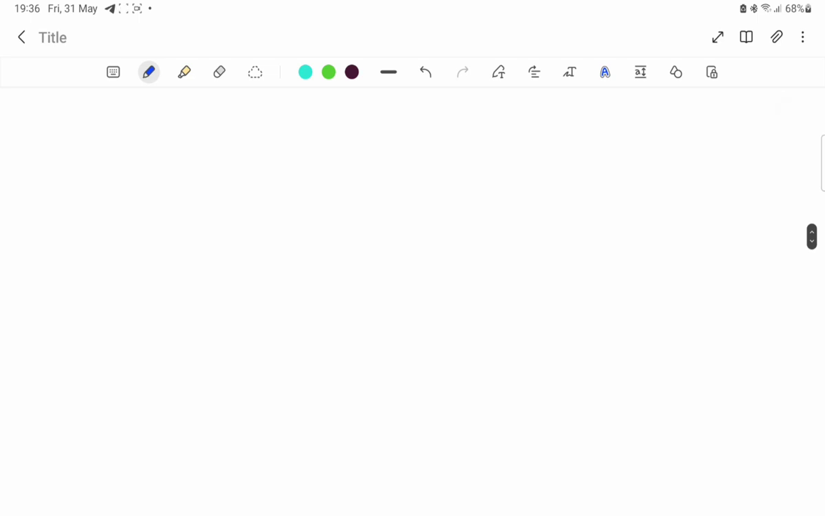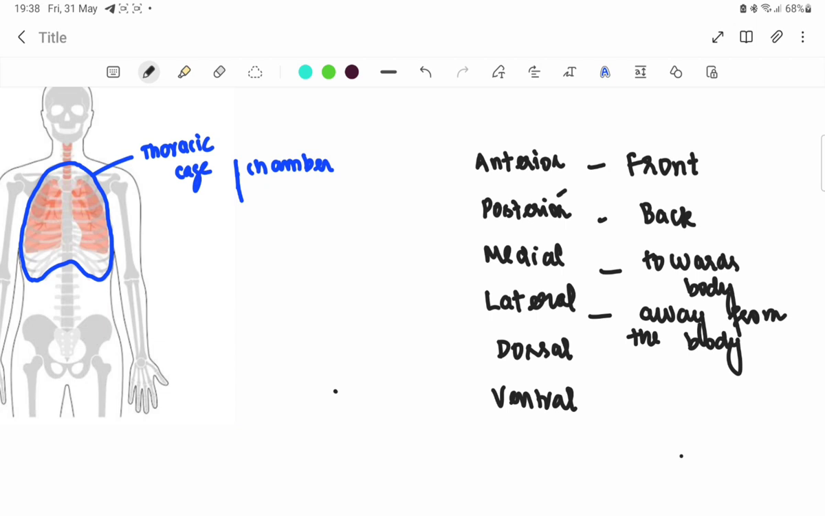Now, some terminologies we need to know in understanding the anatomy. What is anterior? Anterior means the front part of the body, whichever is present in the front, and posterior is the back side of the body. And medial, what is medial? Medial means towards the body, and lateral is away from the body.